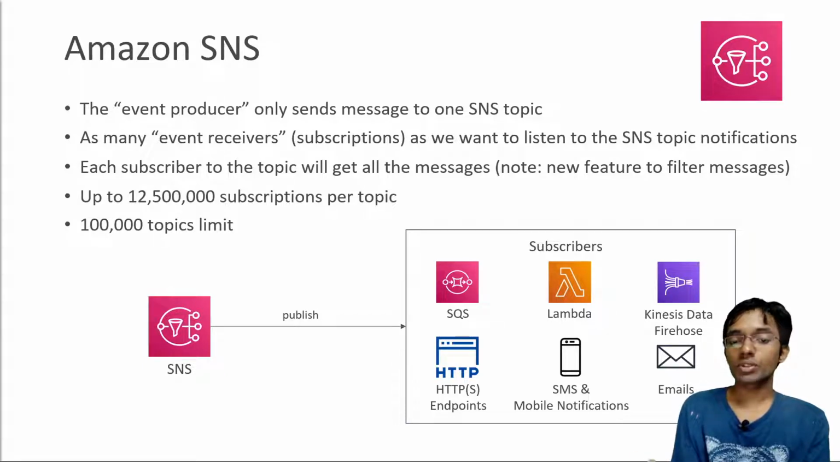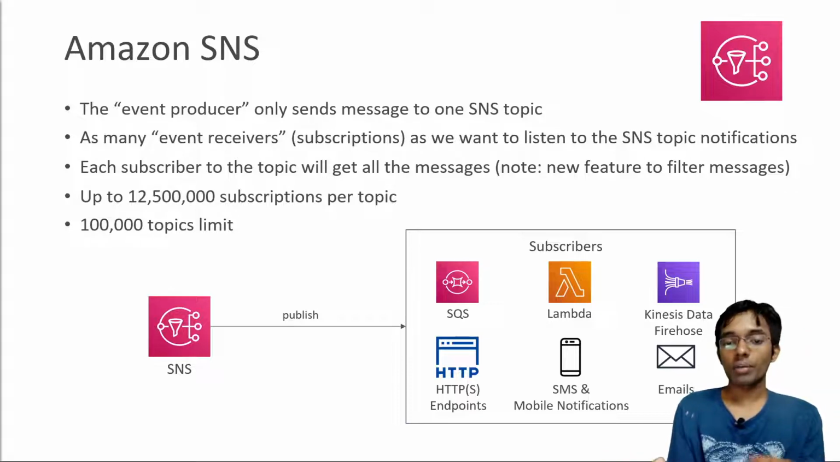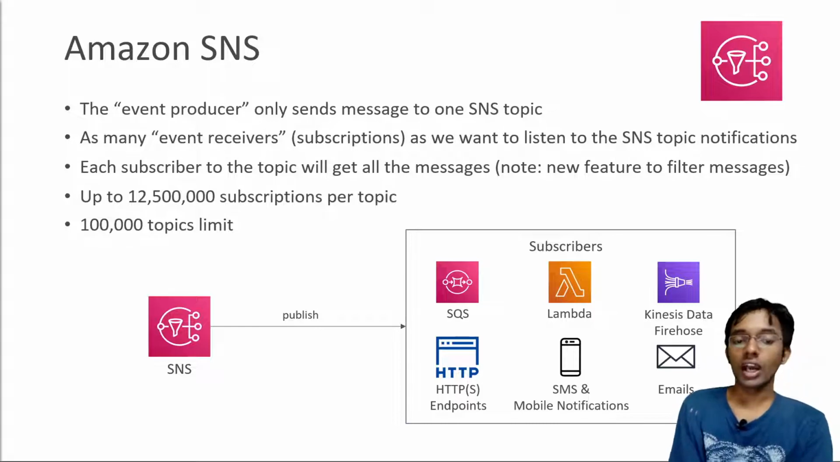So how many subscribers can you get per topic? Well, you can have up to 12,500,000 subscriptions per topic. Quite a lot, and the number can change over time, and it will not update this slide. It's just to give you an overview of how many subscribers you can get, and in your account you can get up to 100,000 topics, and you can increase that limit as well. This can change, but again, it's just to give you an idea of what that limit may be, but you are never tested on limits themselves for SNS.